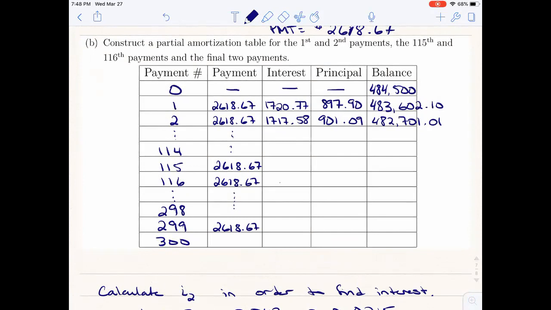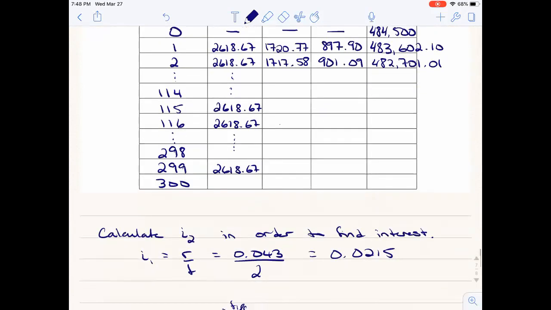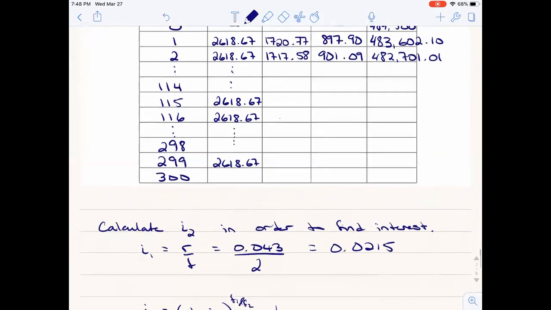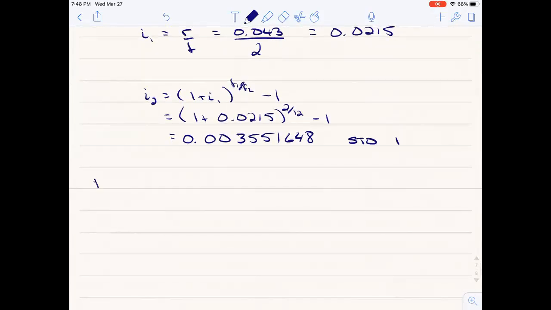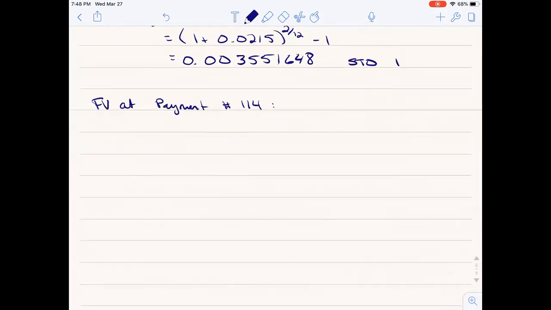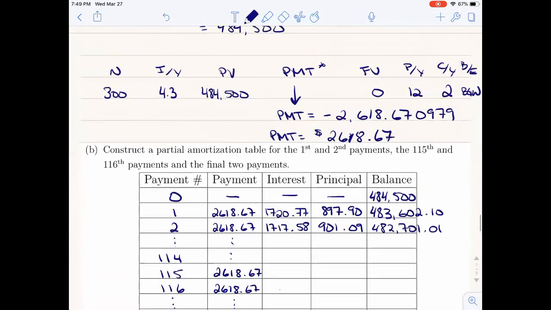Now we have to find the future value at 114, the 114th payment. Sometimes I get stuck. So the future value at payment number 114, now we use N is 114. The interest per year stays the same, 4.3.